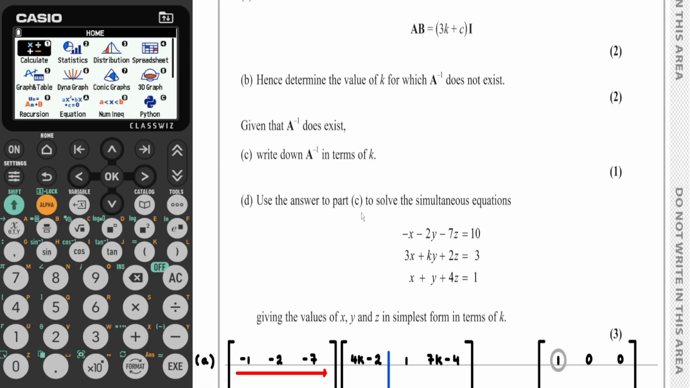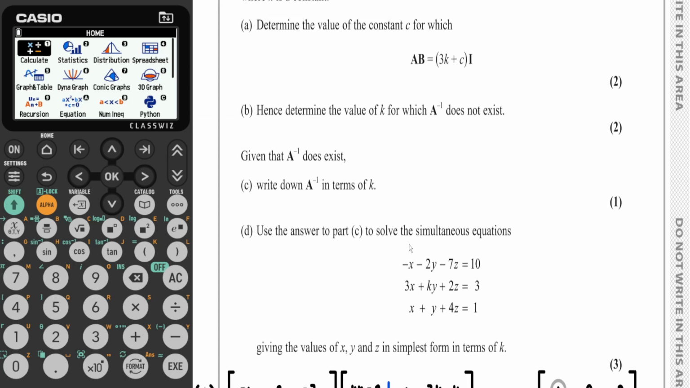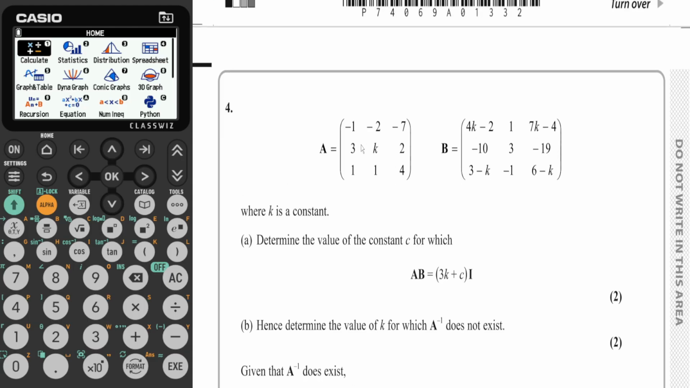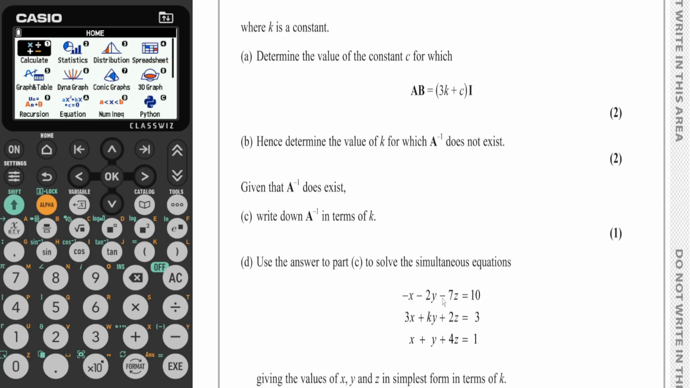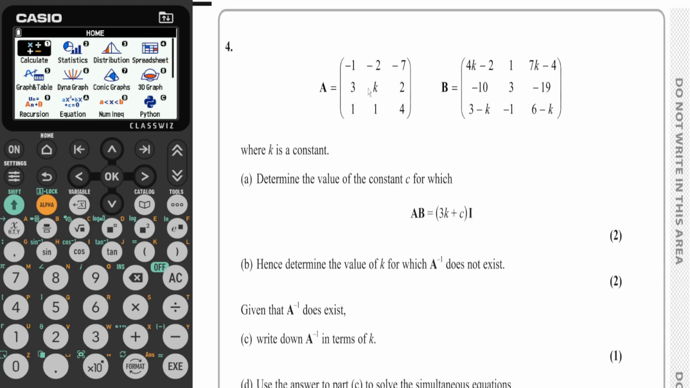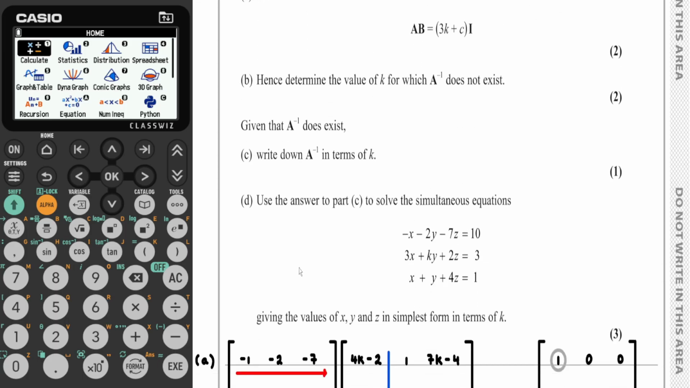Part D. Use the answer to Part C to solve the simultaneous equations. Negative x subtract 2y subtract 7z equals 10, 3x plus ky plus 2z equals 3, x plus y plus 4z equals 1, giving the values of x, y and z in simplest form in terms of k. To do this question, we need to recognize that the coefficients of x, y and z is just the matrix A. You can see here we've got negative 1, negative 2, negative 7. We've got 3, k and 2, 1, 1 and 4.